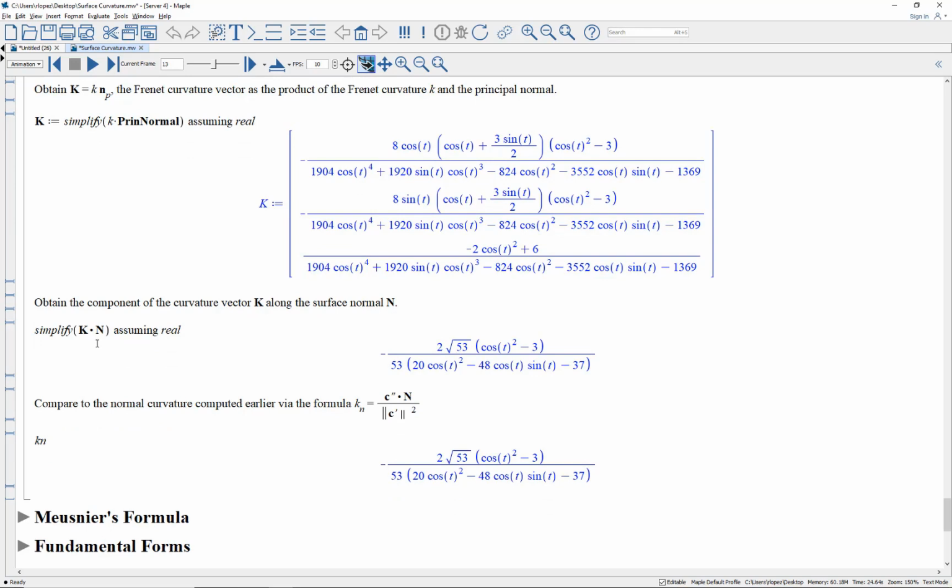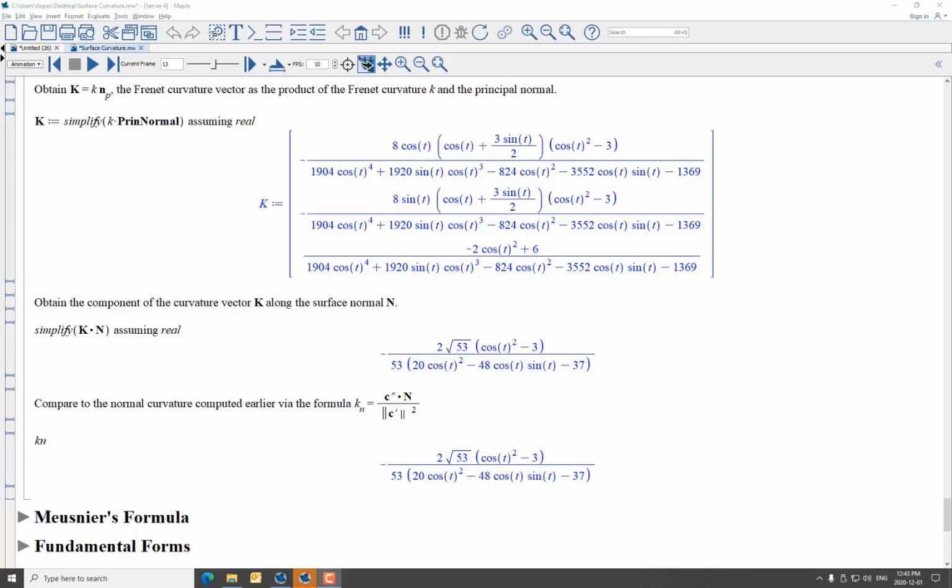Now I want the component of the curvature vector along the surface normal. Since this is a unit vector, if I take the dot product, simplify, assuming real, I have this expression with, oh, looks familiar. I had used this formula to get this closed form explicit representation of the normal curvature, and so I compare this expression to this expression, and lo and behold, they are the same.